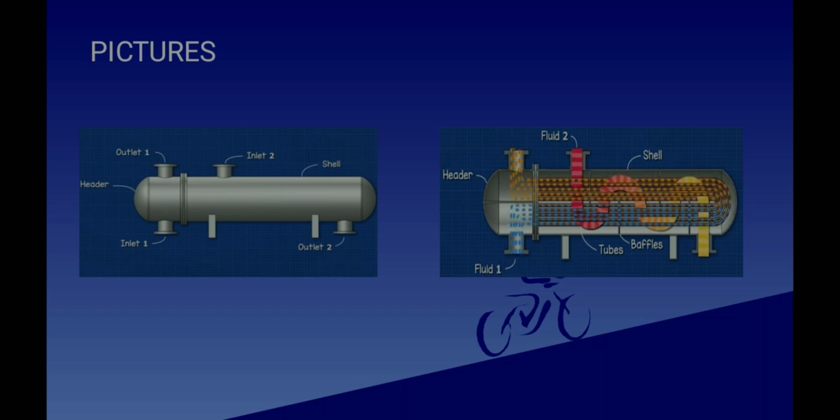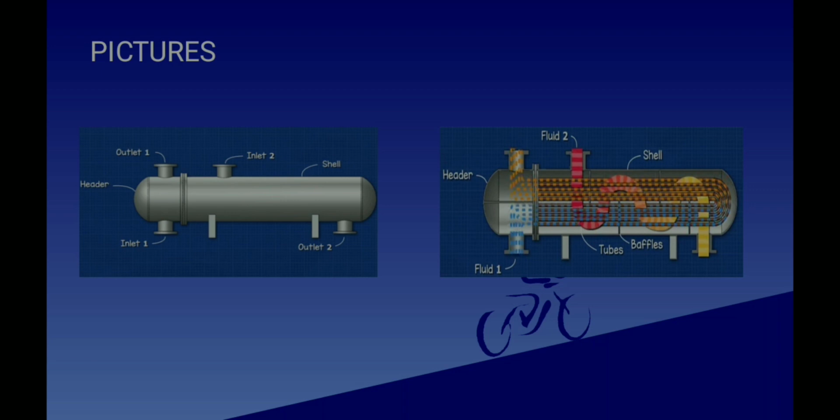First, let us look at the picture of a shell and tube heat exchanger. First, we have a header, and the second part is the fluid one inlet and outlet, which we call the tube side fluid. In the header we have a divider which divides the tube side fluid inlet and outlet, and we have the shell side fluid inlet and outlet, and we have baffles which help create turbulence in the flow and maximize the heat transfer of the fluid.